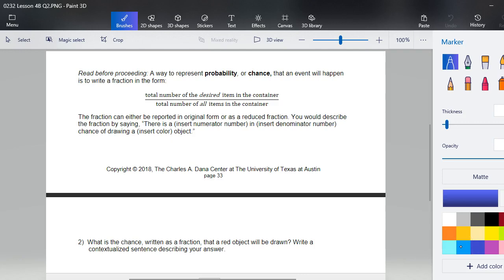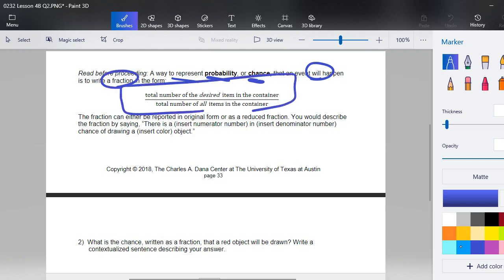Reading more after our question number 1, a way to represent probability or chance that an event will happen is to write it as a fraction. Put this in your glossary, put this in your flashcards, if you're doing sticky notes, however you're keeping up with your words. Make sure that you note the numerator is going to be the total number of the desired item. Like I want to reach in the bag and draw out blue. Well, how many blues are even in the bag? Out of the total number of all the items in the container.